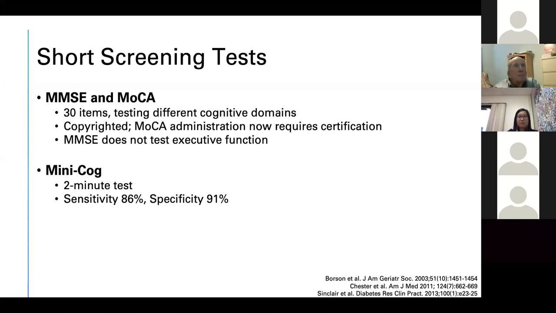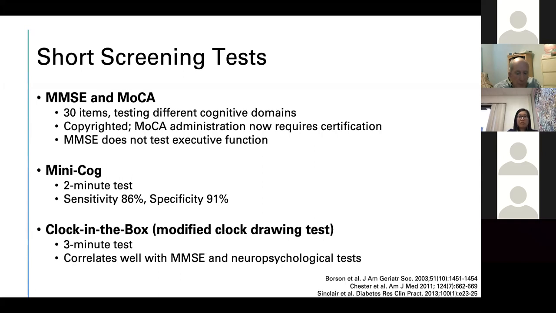This is a 2-minute test. Its sensitivity and specificity are quite good at 86% and 91% respectively. It has been validated in patients with diabetes. And then there's also the clock in the box test, which is a modified clock drawing test. It takes about 3 minutes and it correlates well with the mini mental status exam in neuropsychological testing.